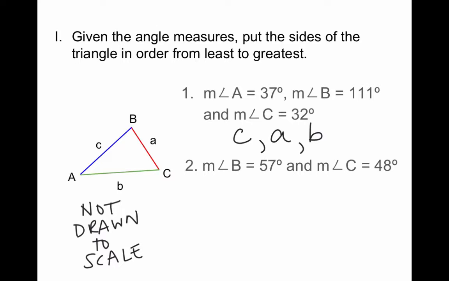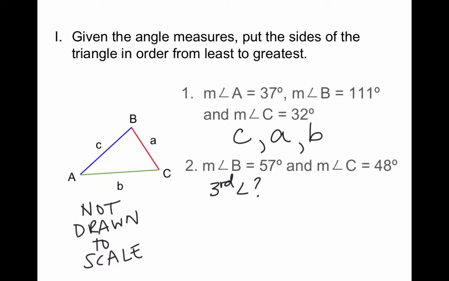How about the next one? On this one, what do you notice? I have the measure of angle B, 57 degrees, and the measure of angle C, 48 degrees. But I imagine you're probably saying to yourself, well, I can't finish this. I don't have the third angle. How do I find the third angle on that triangle?